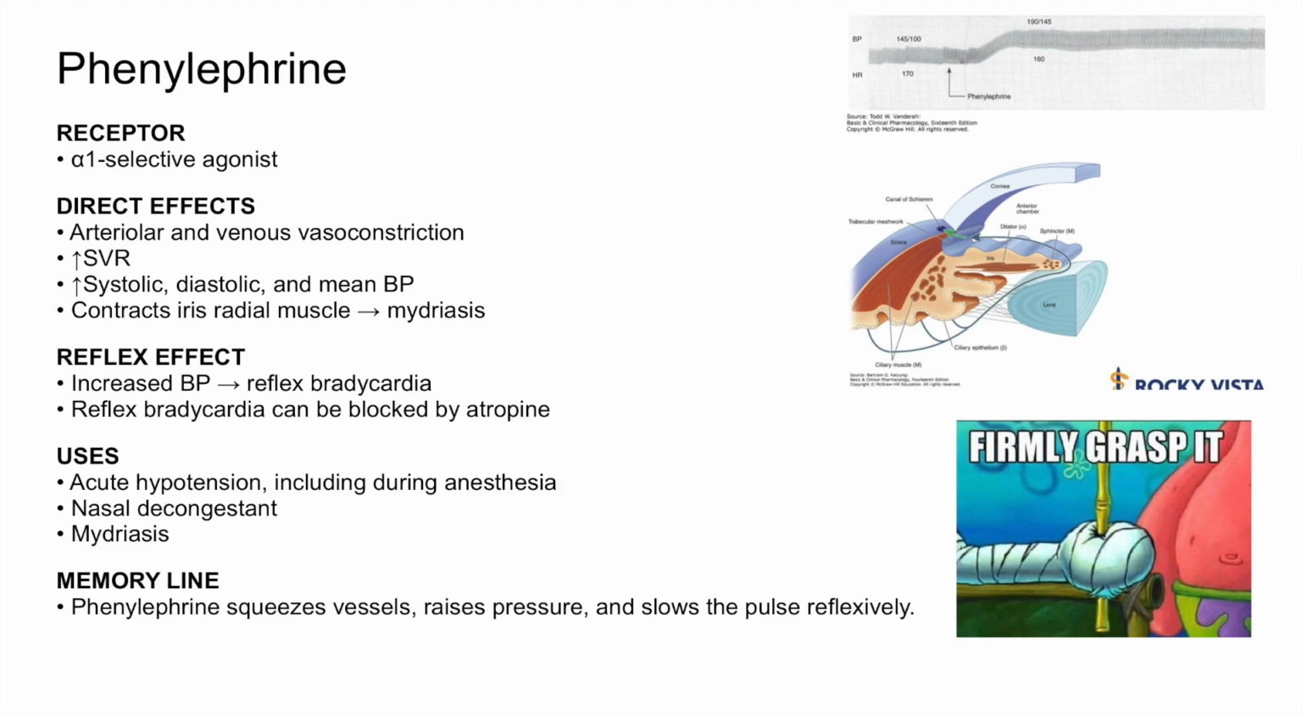Phenylephrine also contracts the iris radial muscle, causing mydriasis without cycloplegia because it does not paralyze the muscarinic controlled ciliary muscle. Its clinical use includes raising blood pressure during acute hypotension or anesthesia, nasal decongestion, and producing mydriasis. So just remember that phenylephrine squeezes vessels, raises blood pressure, and reflexively slows the pulse.